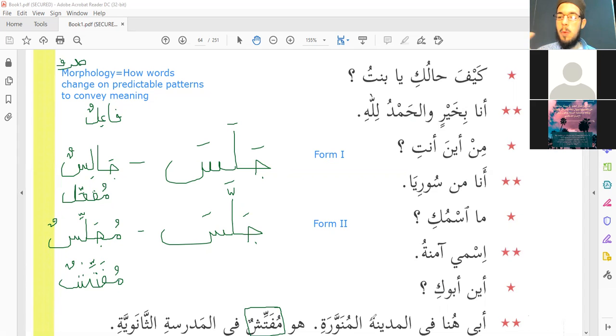That's what's called Sila Mubaraka. Okay, Sila Mubaraka has to do with, let's say, okay, this is good. Well, it ties back to our jalisun. Okay, let's go form 1. Jalasa, he sat. Jalisun, he's a sitter, or he is sitting.